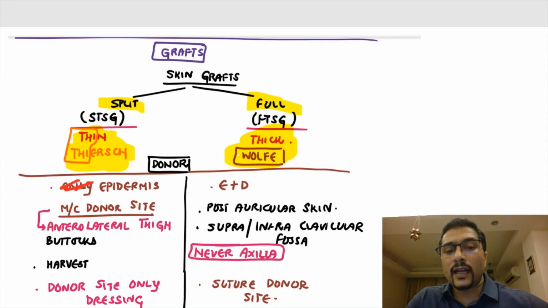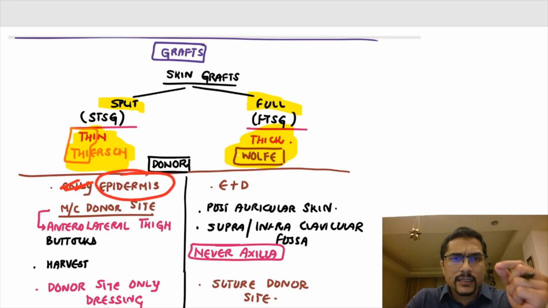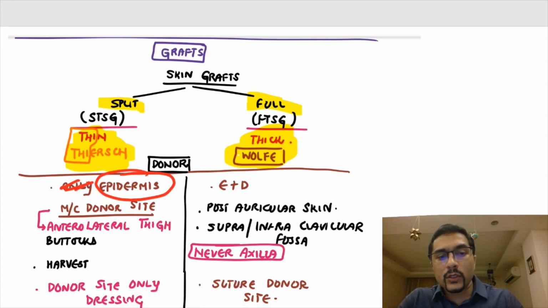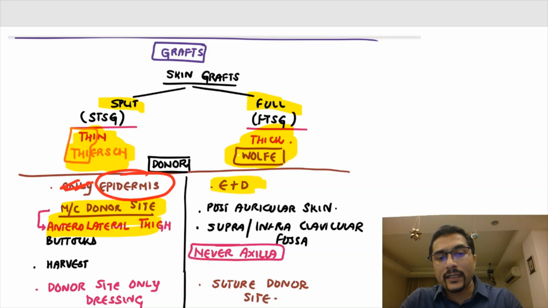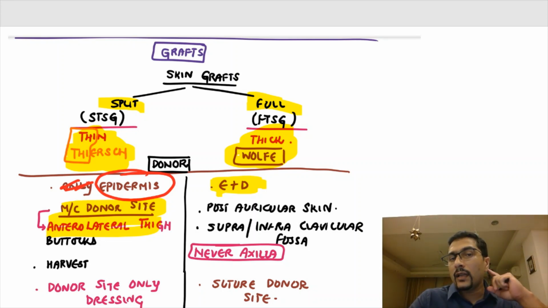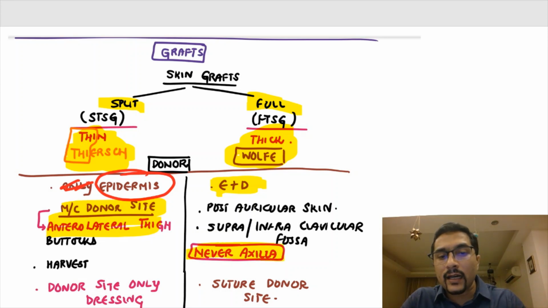Split thickness skin graft has epidermis and part of dermis, a very slight area of dermis can also be there. And the most common donor site is the thigh for a split thickness skin graft. Full thickness skin graft has epidermis and dermis. And please remember, we can use the post-auricular skin, but we never use the axilla for full thickness skin grafting. And to raise a split thickness skin graft, we use a Humby's knife.